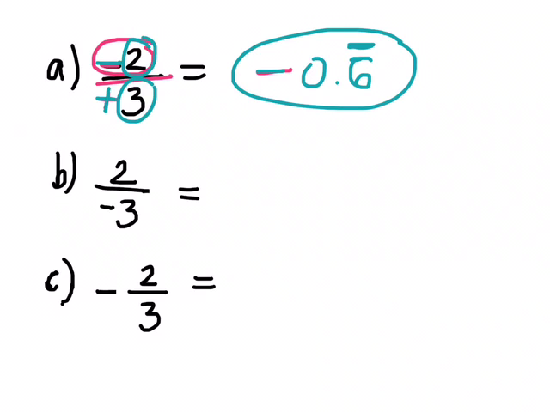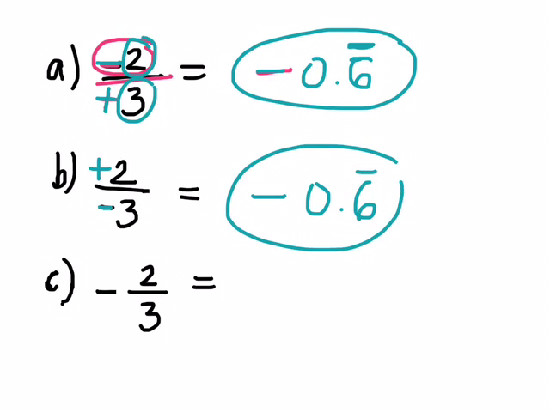Yeah, so for B, what's the numerator? Positive or negative? Positive is the numerator. What's the denominator? A positive and a negative is a negative. And what's 2 divided by 3? 0.6 repeating. So far these two are the same.